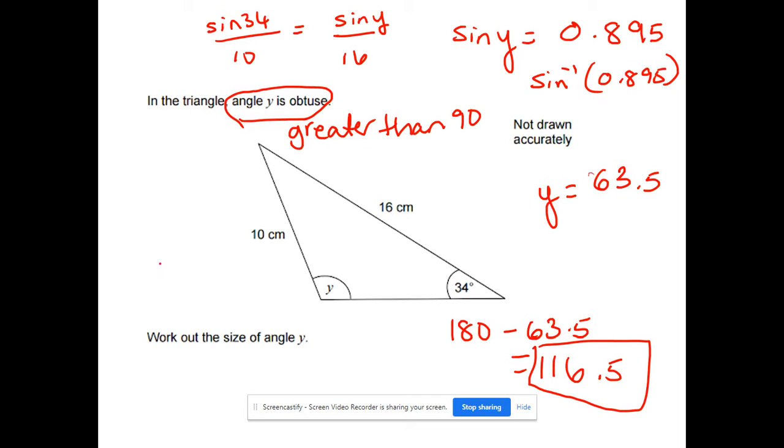And just check, sine of 116.5 should also give us this option. So then sine of 116.5 is going to equal 0.895, which is the same as what we wanted. So we get the acute option, then we have to subtract from 180 to get the other one.